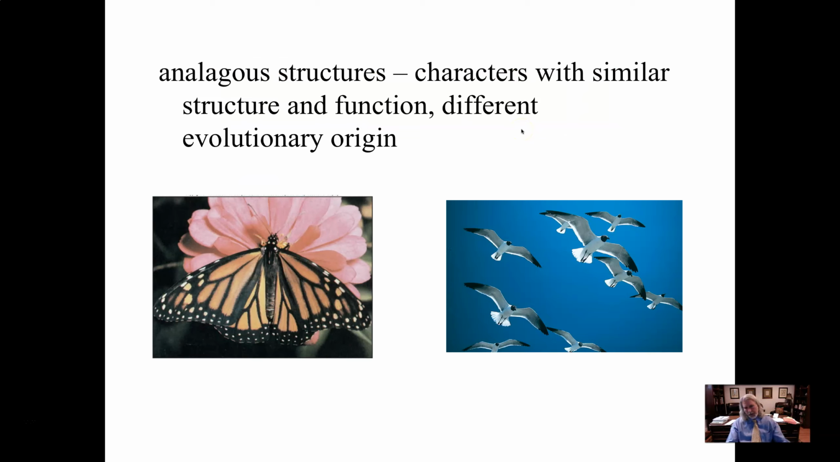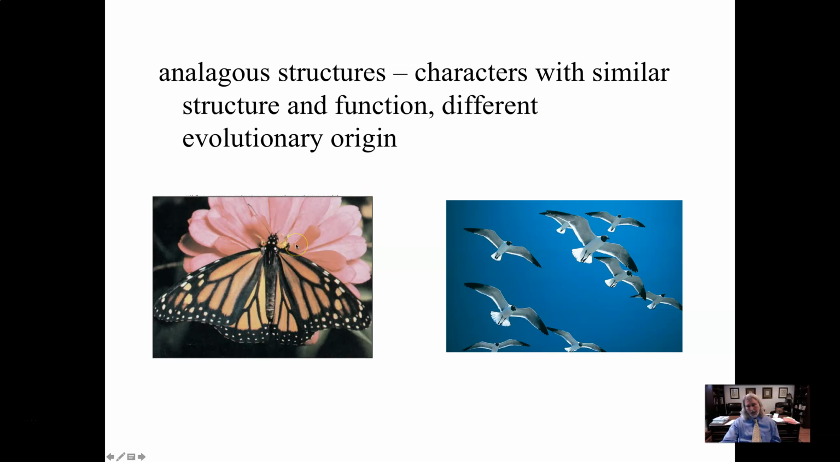When we're constructing phylogenies, one of the things you have to watch out for is the characteristics that you're describing in different organisms. Characteristics or structures that you look at can be described in one of two ways. One of those is analogous. Analogous means it's like something. So analogous structures are characters that have similar structure and function, but different evolutionary origin. They allow organisms to accomplish the same thing, but how they got to that point is different.